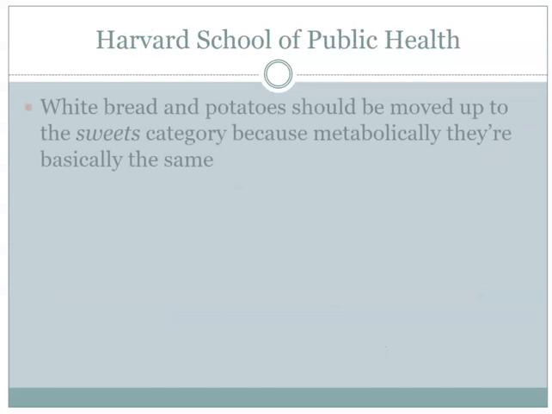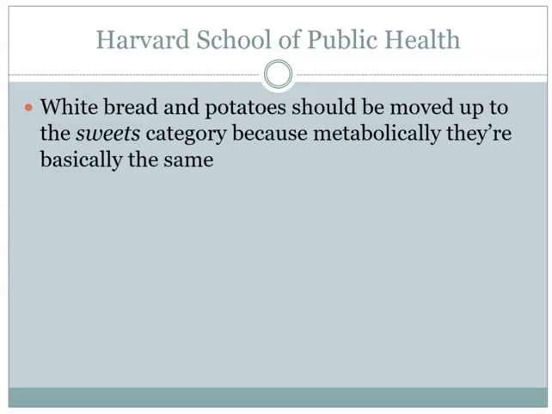Okay. So white bread and potatoes, this is according to Dr. Walter Willett from what you read, he would like them to be moved up to the sweets category because they're metabolically the same. So there's a section in this chapter about glycemic index and glycemic load. So glycemic index is how quickly it makes your blood sugar spike. Foods with a high glycemic index give you that quick energy boost, but then also a quick drop in blood sugar. Results then in early return of hunger.